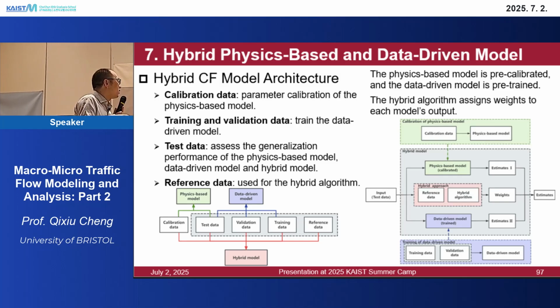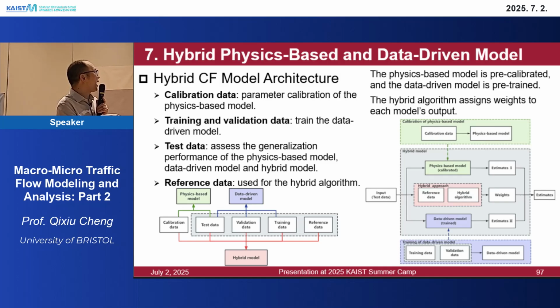Okay, look at this figure. First, we have the calibration data set, so we will calibrate the physics-based model and obtain a calibrated physics-based model. For the data-driven model, we have the training data set and the validation data set, so we will train the data-driven model and obtain a trained data-driven model. Based on the calibrated physics-based model and the trained data-driven model, we will obtain estimate 1 from the physics-based model and estimate 2 from the data-driven model.